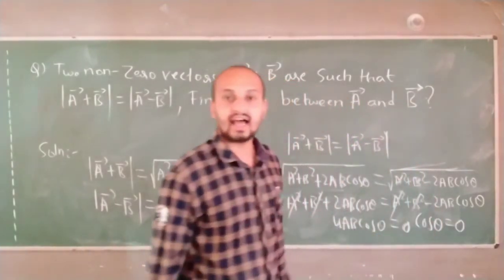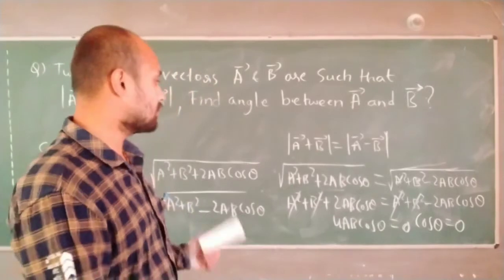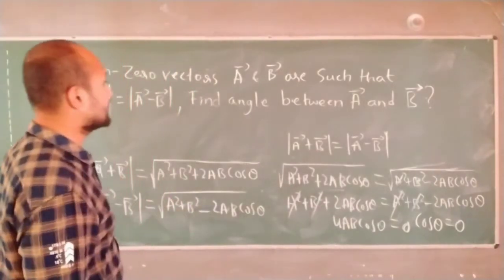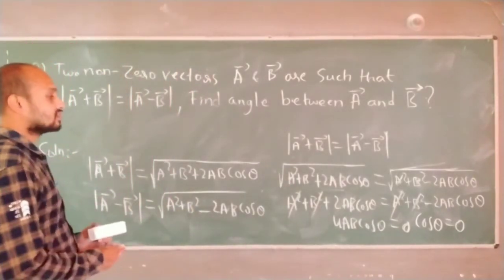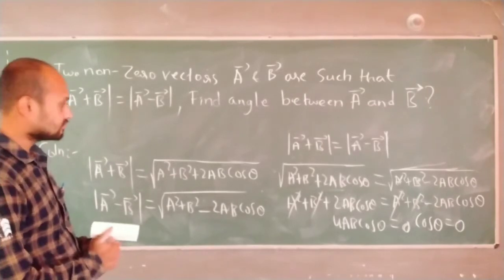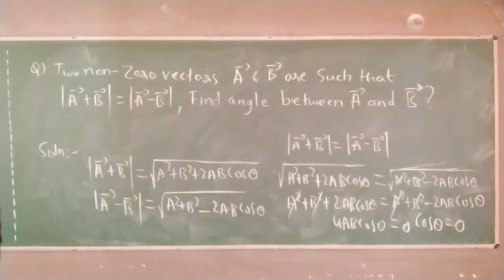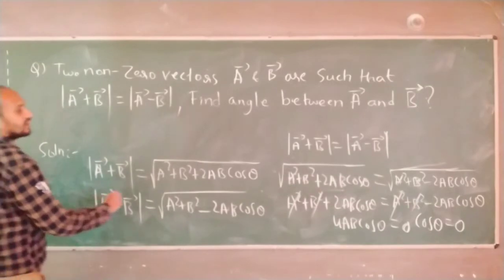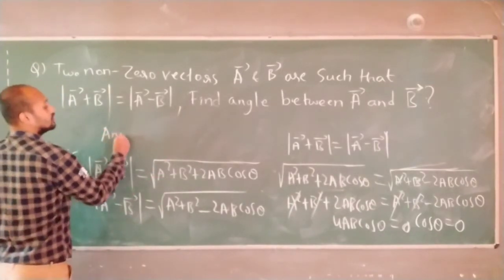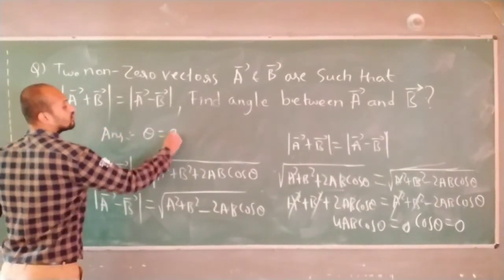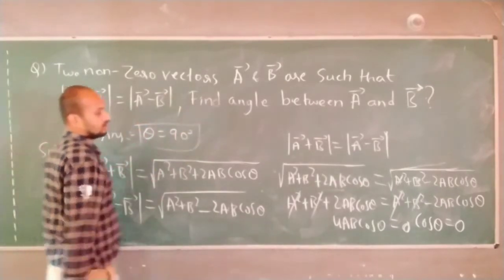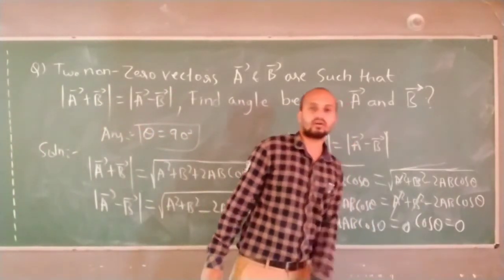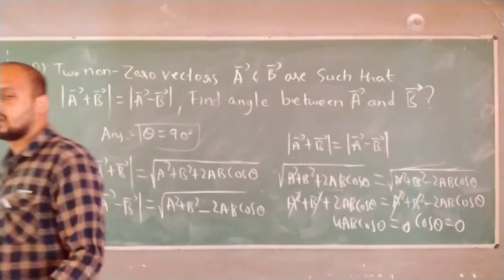When cos theta is equal to 0, what do you mean by that? When cos theta is equal to 0, theta is how much? 90 degrees. So the answer is theta is equal to 90 degrees. Cos theta equal to 0 means theta is equal to 90 degrees.